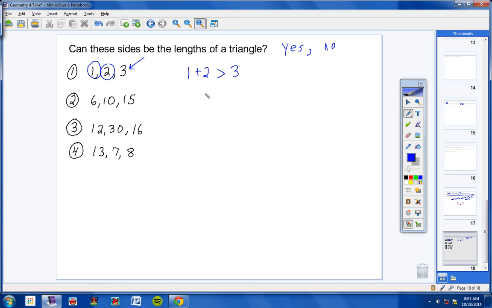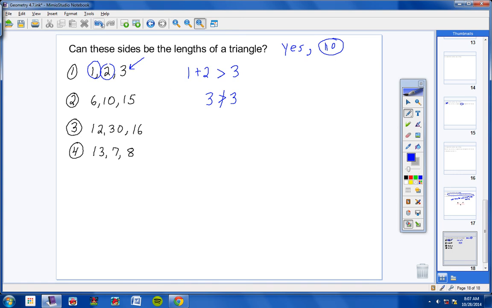1 plus 2 is 3. 3 is greater than 3? No, that's not true. So no, it is not possible to have a triangle with these measurements here. Now, are you saying, Mr. Earhart, that the triangle will never have measurements of 1, 2, and 3? That's correct. There is no triangle that exists that can have measurements of 1, 2, and 3.